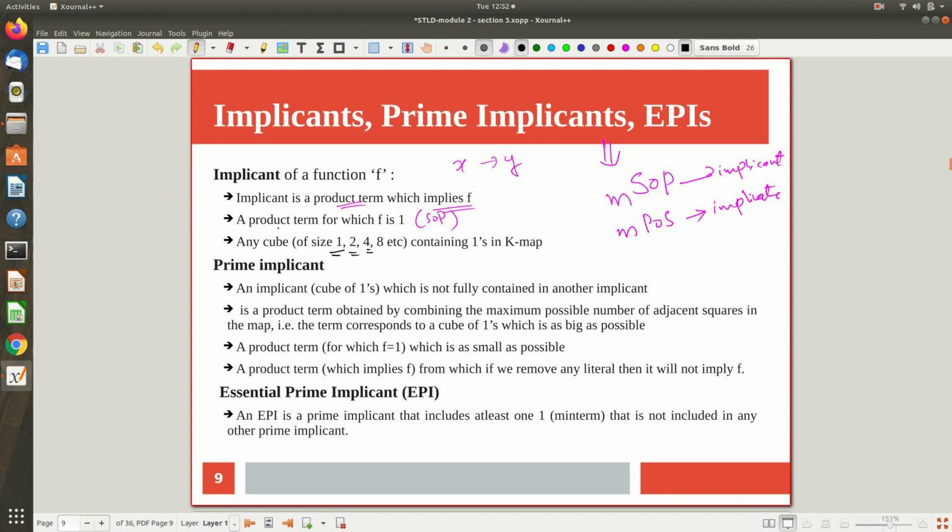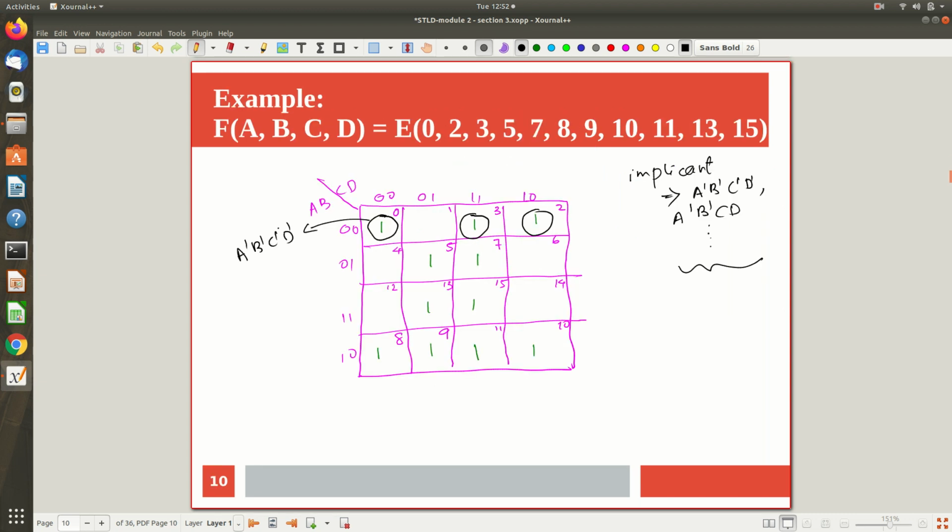It is a product term that makes the function 1, and you know that all these product terms are making it so, because any one of them being 1 is enough to make the function 1. So it is a product term that implies f, meaning whenever any one of them is 1, f is also 1, so that implication definition is also true. So all these are valid implicants.